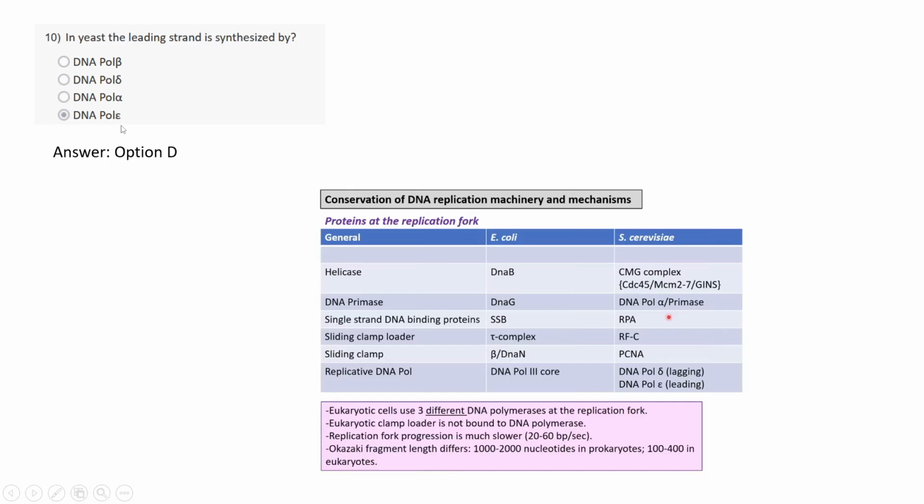And this is the last question. In yeast, the leading strand is synthesized by which polymerase? There are different polymerases: pol beta, delta, alpha, and epsilon. Generally, pol epsilon mediates the leading strand synthesis in Saccharomyces cerevisiae. In E. coli, the pol III complex is there, but in the eukaryotic system, pol epsilon mediates the leading strand synthesis, and pol delta mediates the lagging strand synthesis.